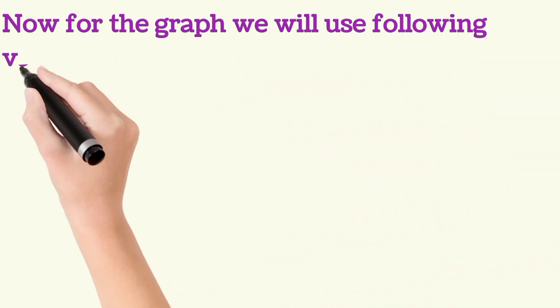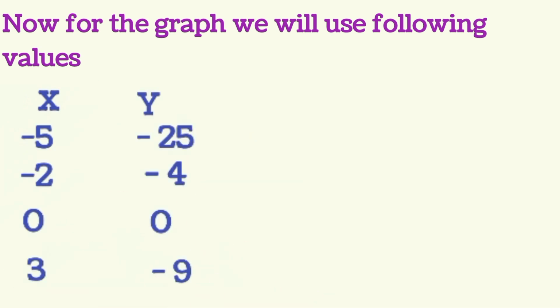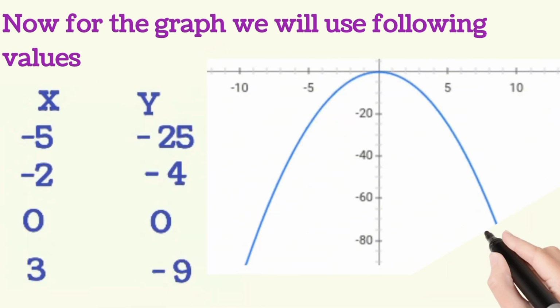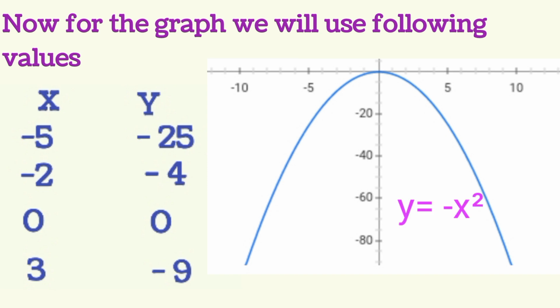Now for the graph, we will use the following values which we already have calculated. So using these values, we can draw the graph easily. So this is the graph for y is equal to minus x square.